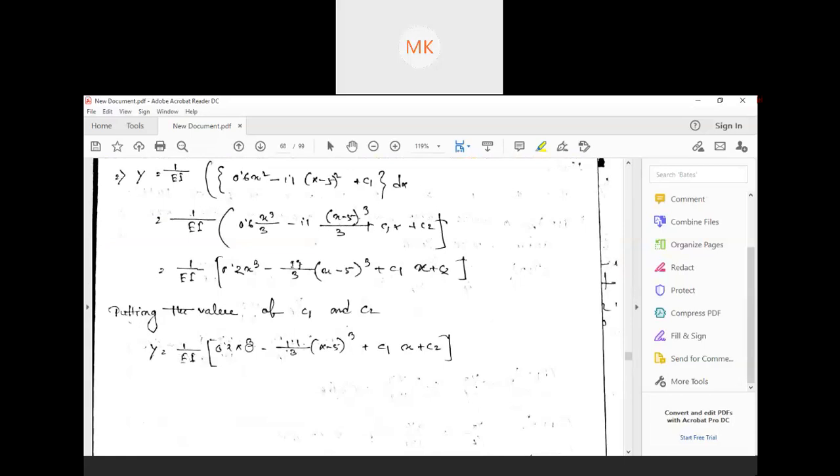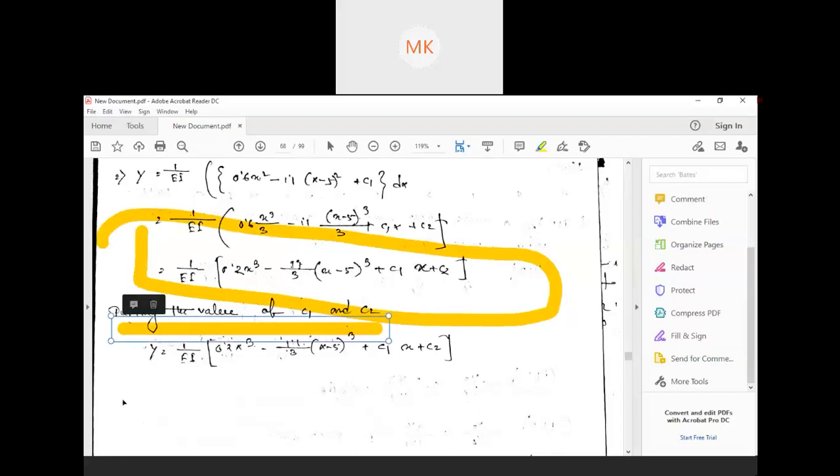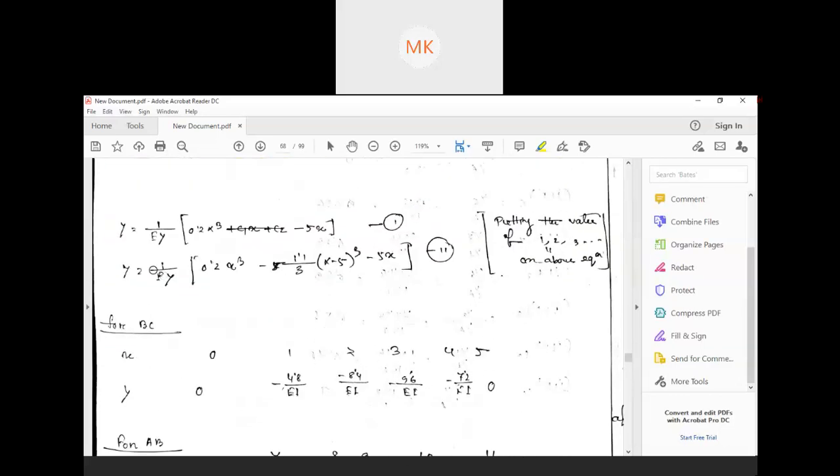Okay, so again you put the value of c1 and c2. You can use the same c1 and c2 values which we already found out, because they are constants. If you find them again, you will get the same value. So directly put the c1 and c2 in this equation. You will get another equation. Okay, finally you will get this equation.